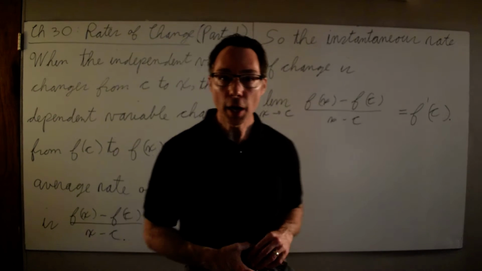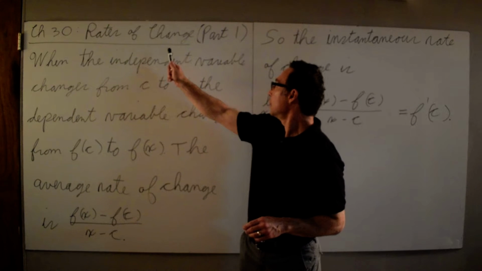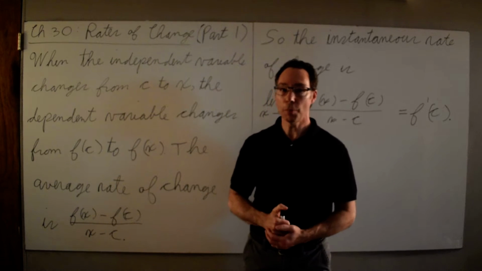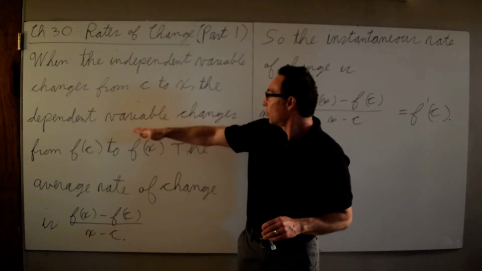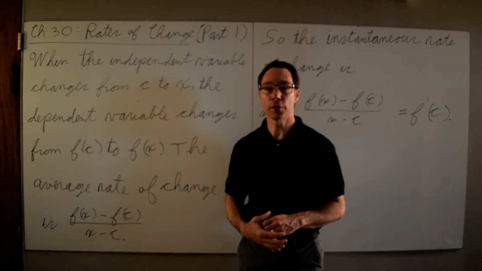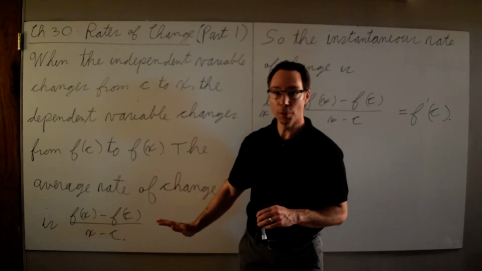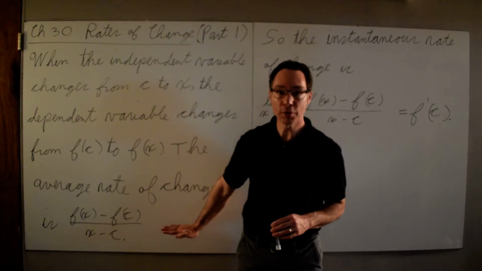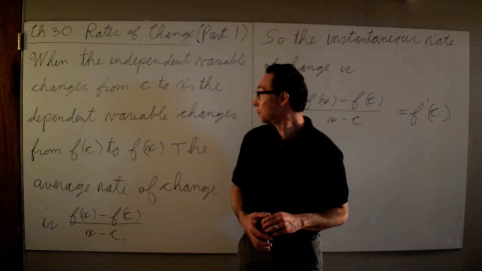This is the first video on Chapter 30, Rates of Change. What I'm going to do is explain why the derivative of a function is the instantaneous rate of change. It's a similar logic to why the derivative is the slope of the tangent line.